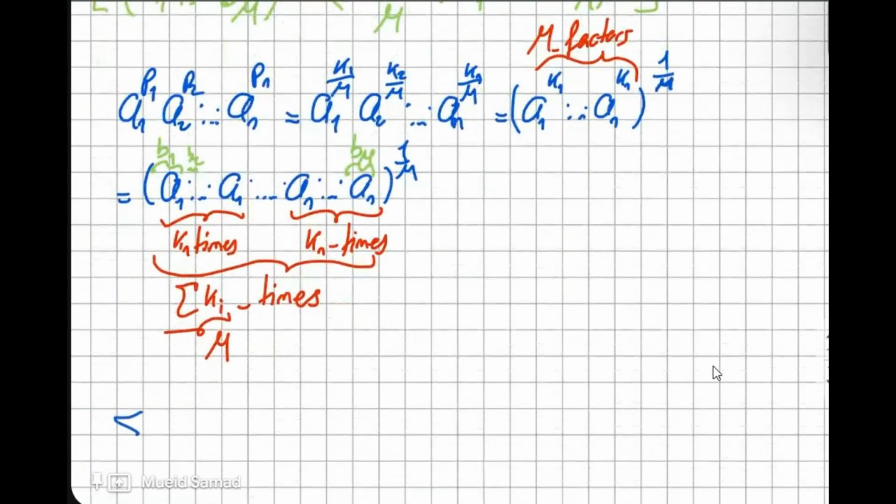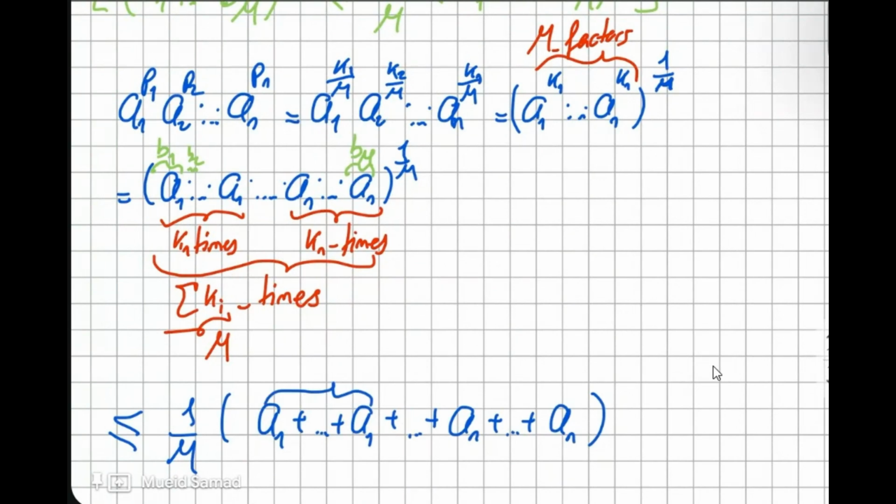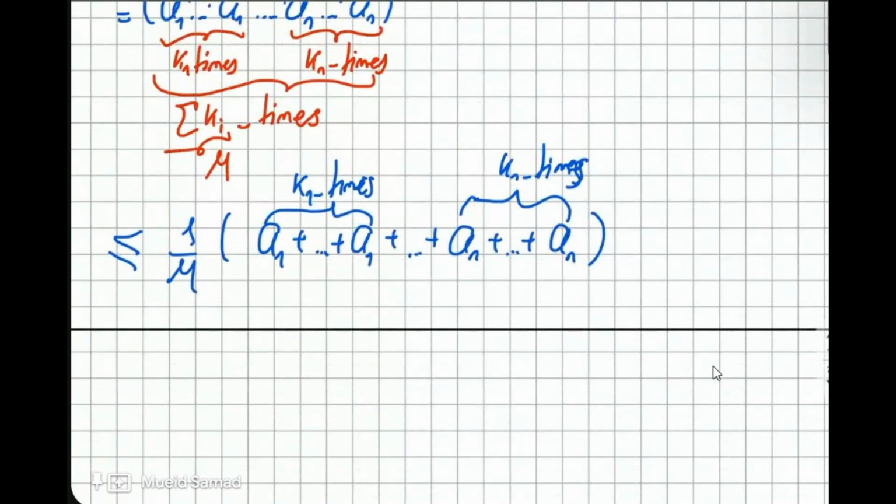So this is smaller or equal to 1 over m, and then we sum up all of these m factors. This is just k1 times, and this here is kn times. Of course, if we sum up a1 k1 times, then we can just multiply them out. We can write here k1 times a1 till we get to kn times an.